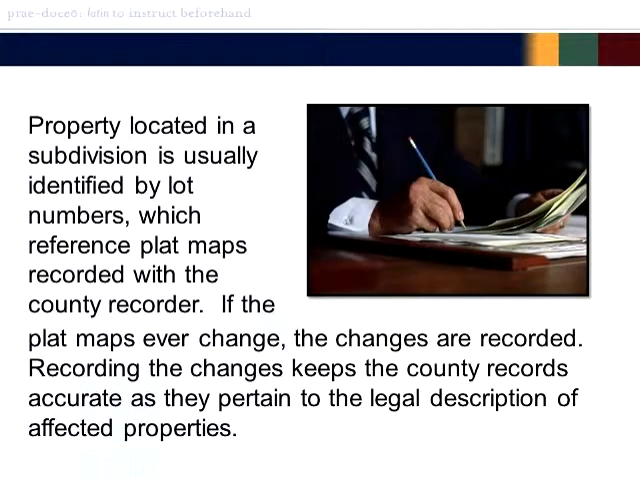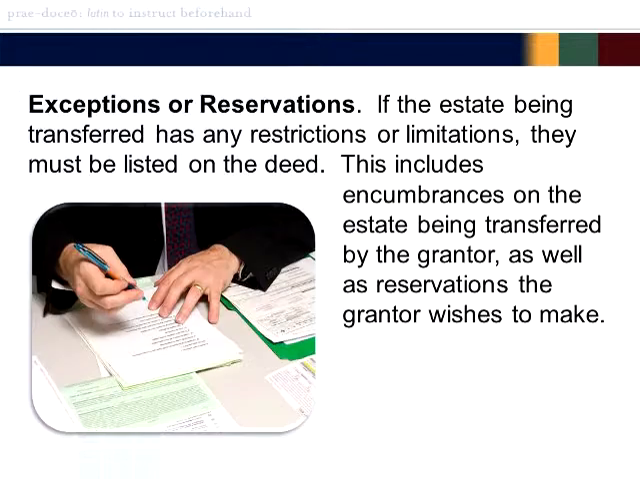Property located in a subdivision is usually identified by lot numbers, which reference plat maps recorded with the county recorder. If the plat maps ever change, the changes are recorded. Recording the changes keeps the county records accurate as they pertain to the legal description of affected properties.